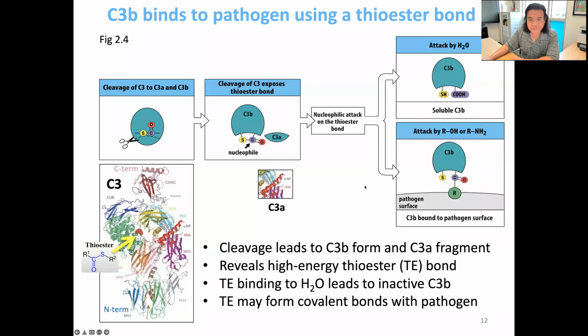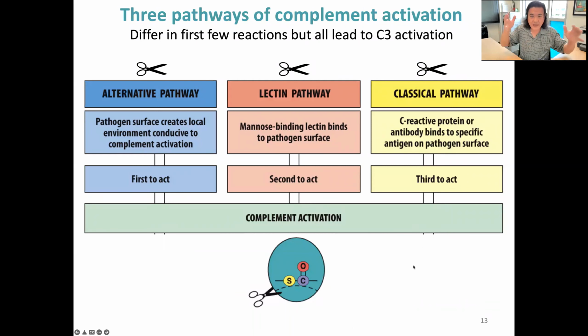Okay. So there are three pathways that lead to complement C3 being activated. I'm just going to introduce them today. We'll look at these in more depth over the next couple lectures. They're called the alternative pathway, the lectin pathway, and the classical pathway. These all have to do with how different mechanisms eventually lead to the activation, or the scissors cutting, of the complement C3 so that the C3 can now bind to a target.